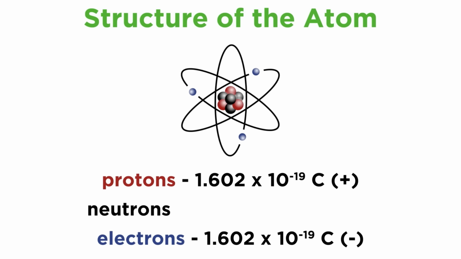And in terms of electric charge, the proton and electron each hold the fundamental unit of charge, which is 1.602 times 10 to the negative 19 coulombs, though for the proton that will be positive, and for the electron it will be negative. The neutron is neutral, meaning it has no charge.